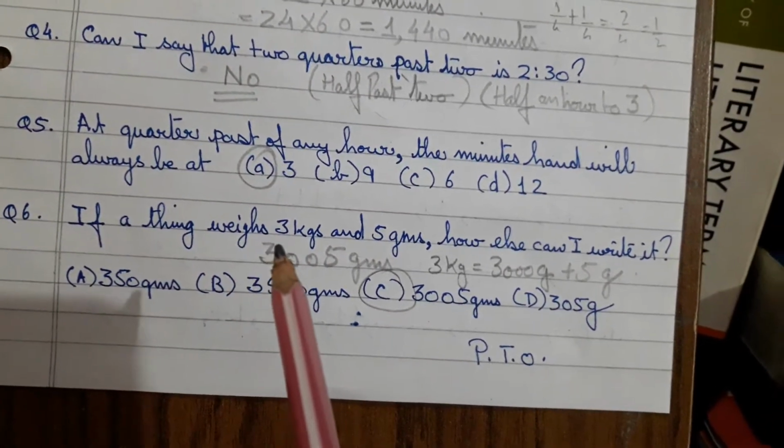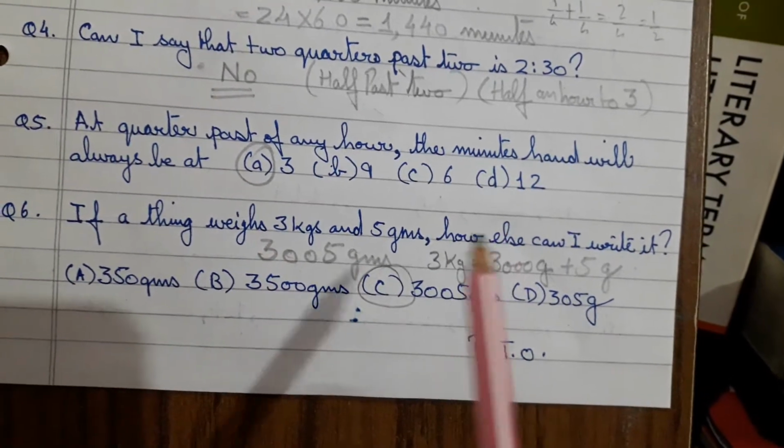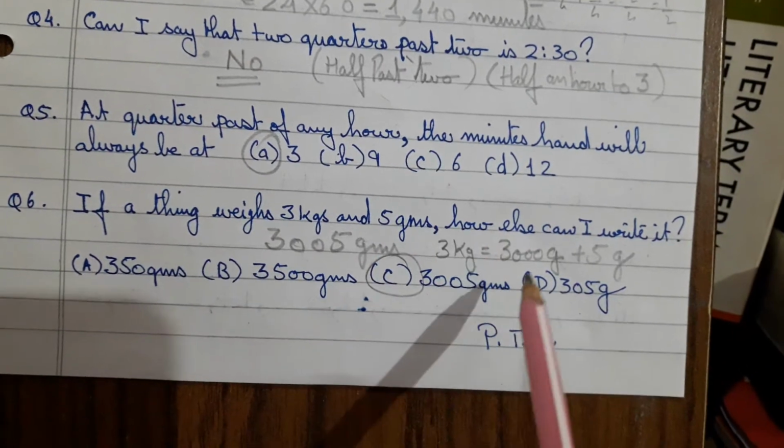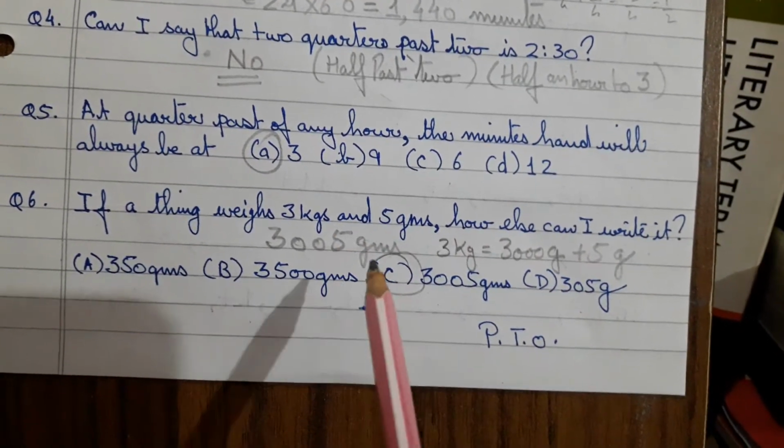If a thing weighs 3 kg and 5 grams, how else can I write it? 3 kgs means 3000 grams plus 5 grams, 3005 grams. So let's turn over the page.